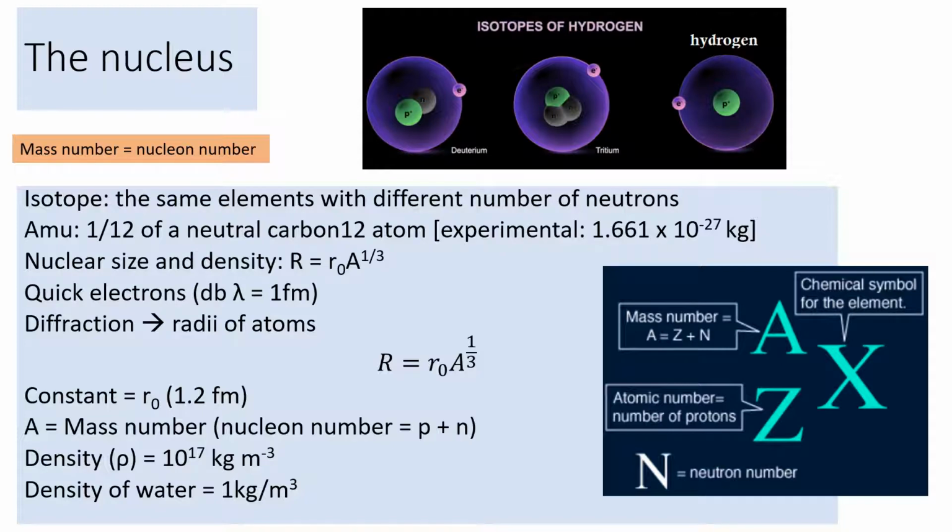So if we look at the nuclear notation, A is the mass number, or the nucleon number, which is the number of protons plus the number of neutrons. And Z is the atomic number, or the proton number, and that tells you the number of protons. So to work out the number of neutrons, it is A minus Z.